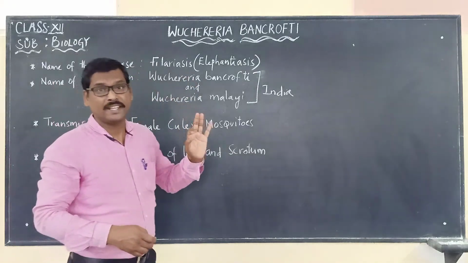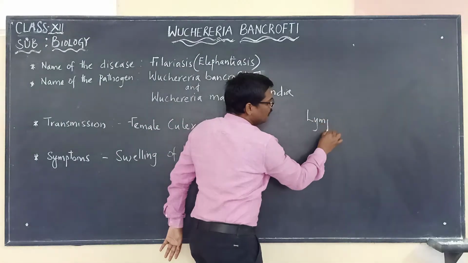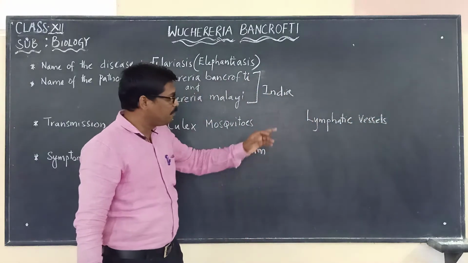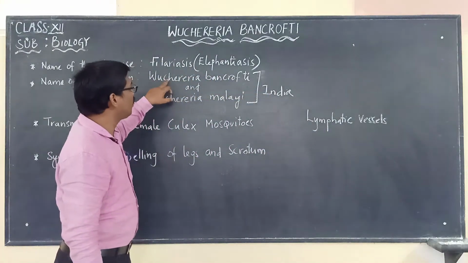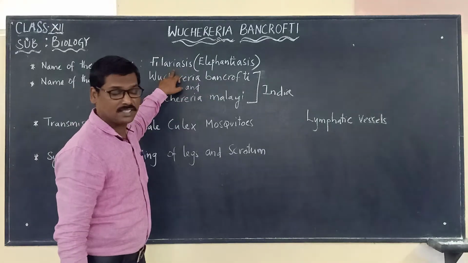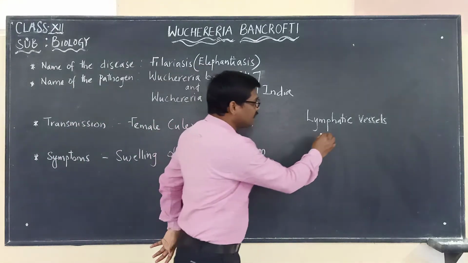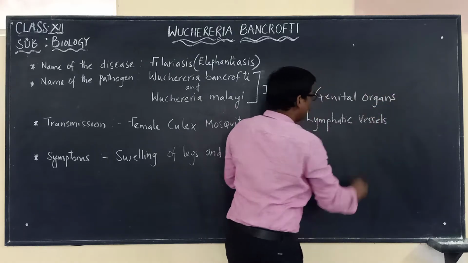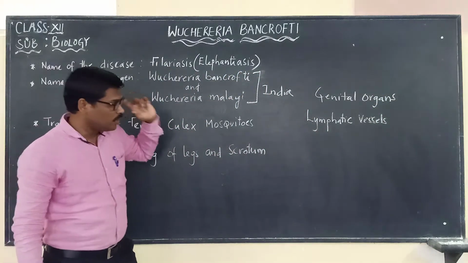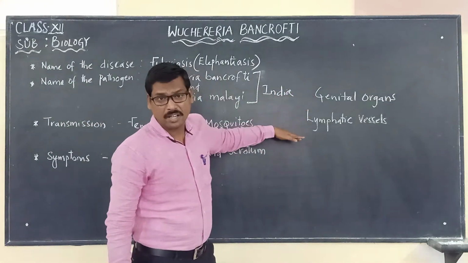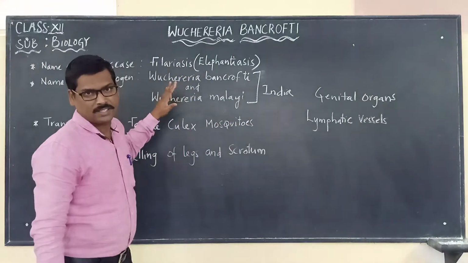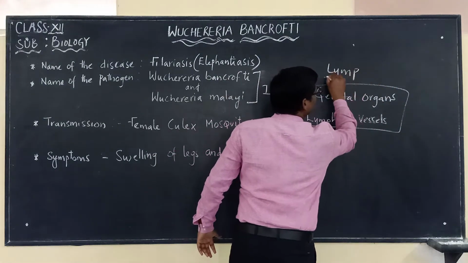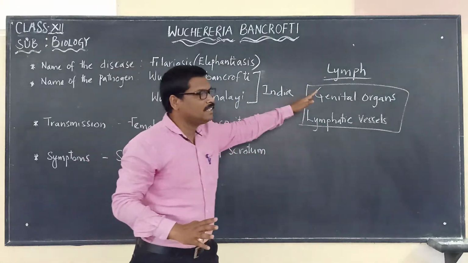This disease commonly infects the lymphatic vessels, which means the lymphatic vessels present in our body are infected with this organism, Wuchereria bancrofti, causing filariasis. Other organs like the genital organs can also be infected. When the genital organs or lymphatic vessels are infected by this pathogen, the lymph starts accumulating in these organs.